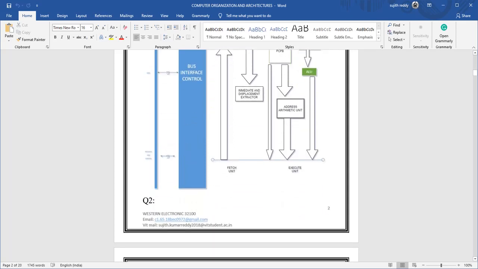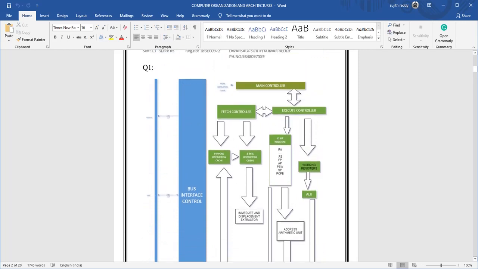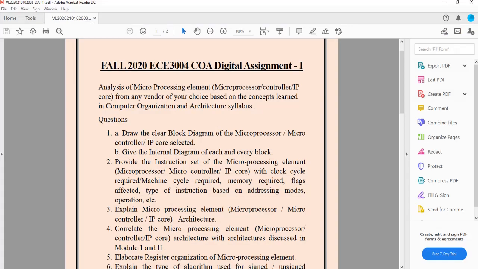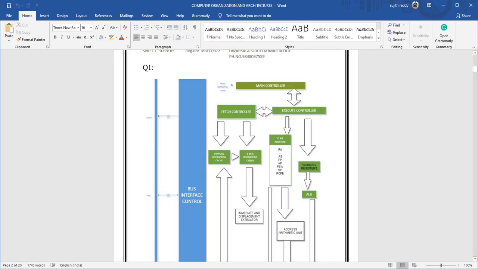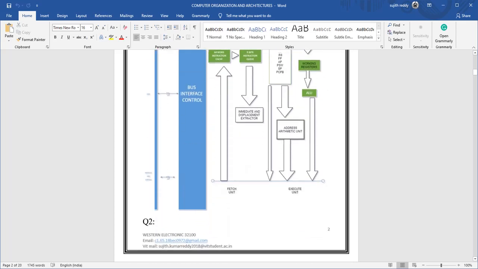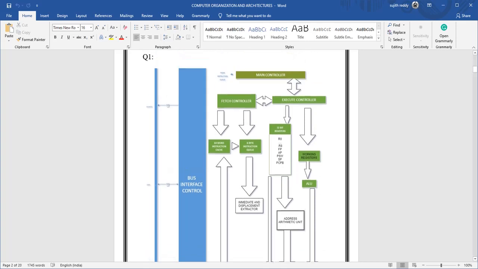These diagrams can be drawn using online tools. Here I am using creately.com, so let me show you how it is drawn. I'm going to show just the first part: how to draw the bus interface block, which interfaces with addressing, data and control.